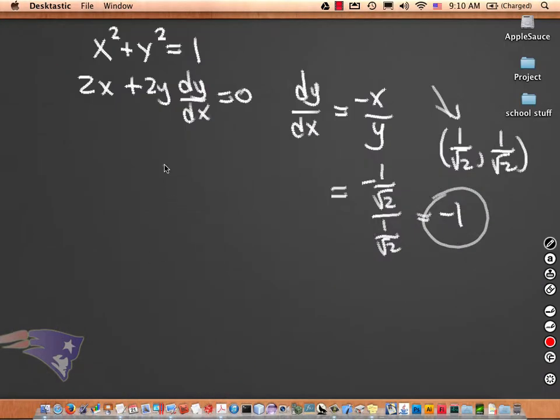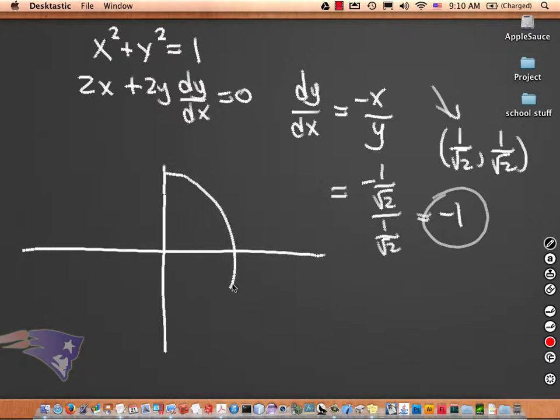So if I drew a picture, here's my circle, Carrie, of radius 1. And here's the ordered pair, 1 over square root of 2, 1 over square root of 2. The tangent line goes like this, so that has a slope of negative 1. Yes? Okay. What happens when I plug in the other one?